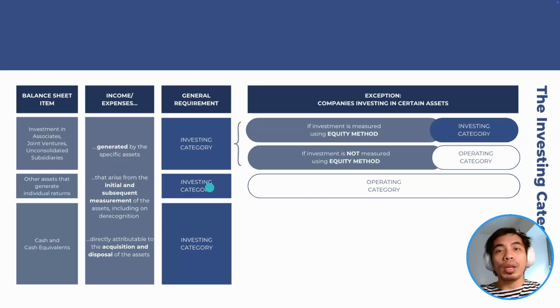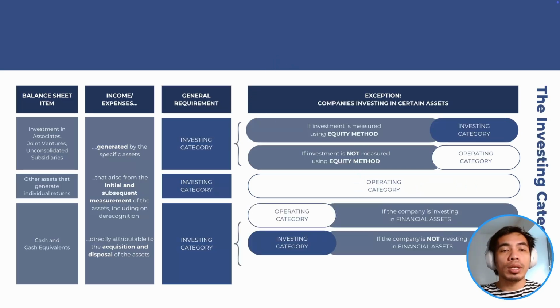But if that company is a real estate company that you have assessed to be investing in real estate assets, then all of those rental income, because the rental income is an income generated by that asset, would now go into the operating category.